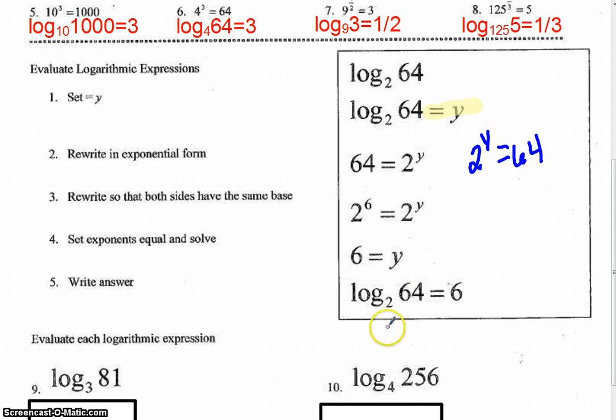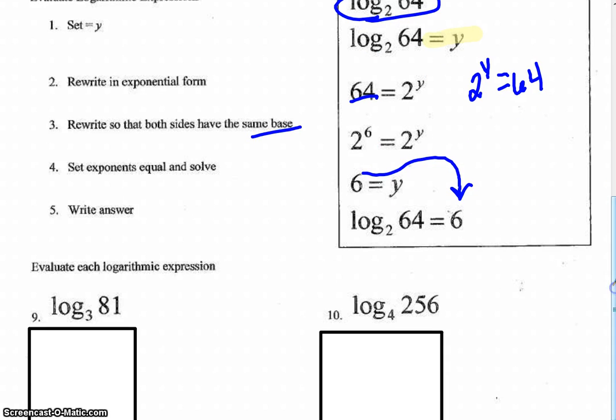I'm probably going to do it the second way most of the time. Rewrite it so they have the same base. So we've got a 2 for our base here. We've got to make this 64 a 2 base. So 2 to the 6 equals 2 to the y. Set your exponents equal to each other and solve. So we figured out that y is equal to 6. When you write your answer, you're going to take the original part, and then you're going to set it equal to what you solved for.